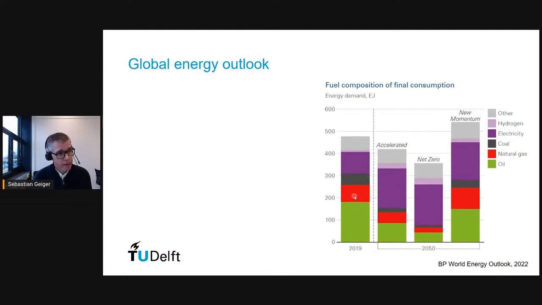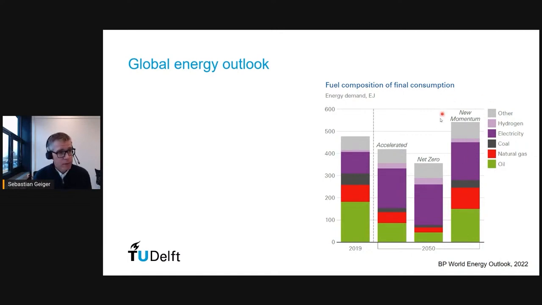The different energy authorities and companies all have very similar estimates for the future, and there are three different scenarios. One is the new momentum scenario. This means we continue to decarbonize our energy systems, but due to the growth in world population, we're going to need more energy in the future. We see an almost stable amount of natural gas and oil being burned, a little reduction in coal, and a significant increase in electricity and other energies, modern biofuels.